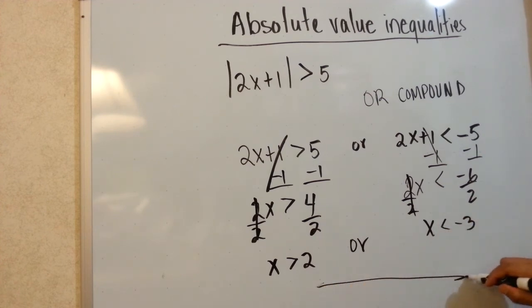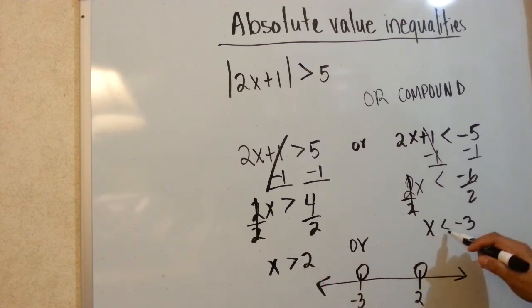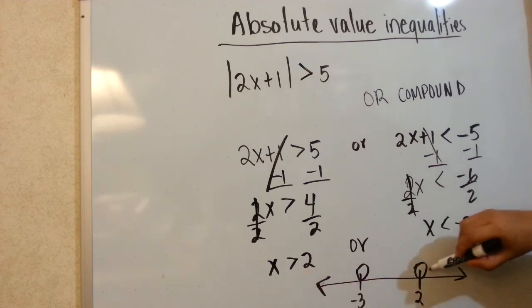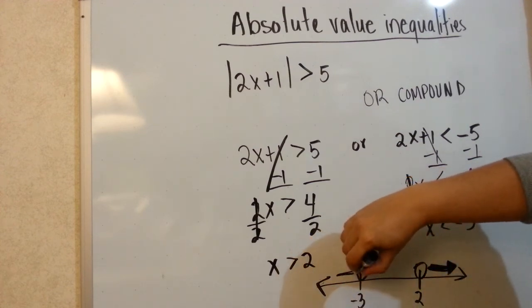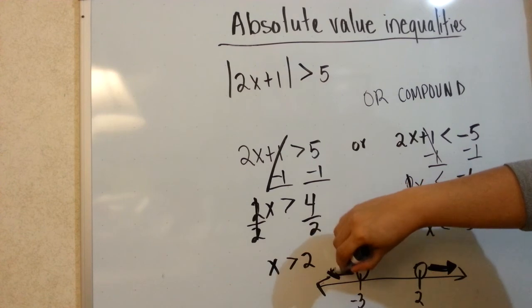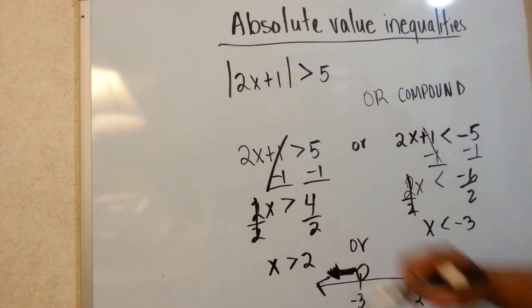Right? So you put down your two critical points. The critical points are negative 3 and 2. They're both open circles because there's no equal bar. And x is greater than 2. All the numbers that are bigger than 2 are going this way. X is less than negative 3. All the numbers that are smaller than negative 3 are going this way. And that's what it would look like on the number line.